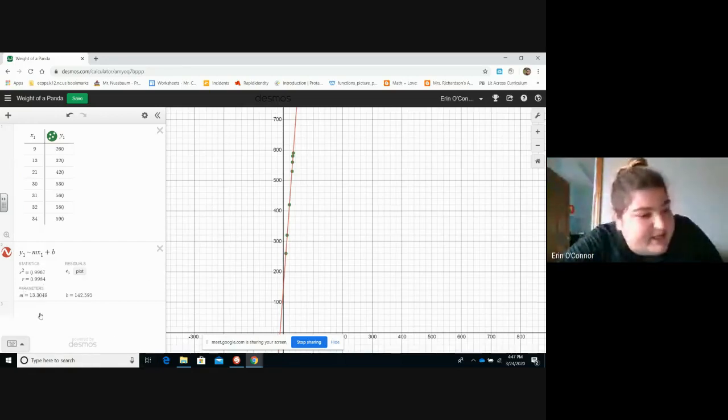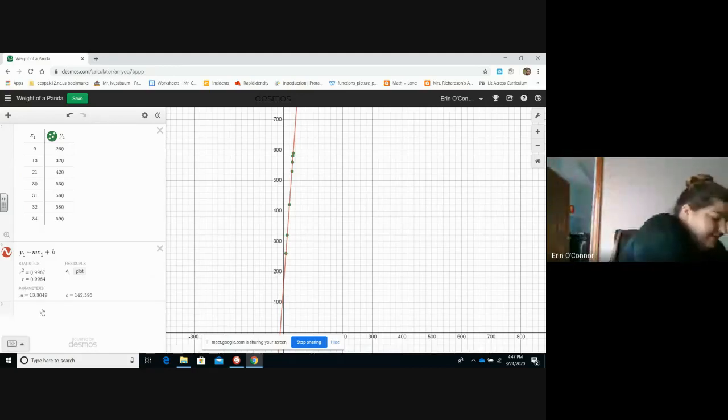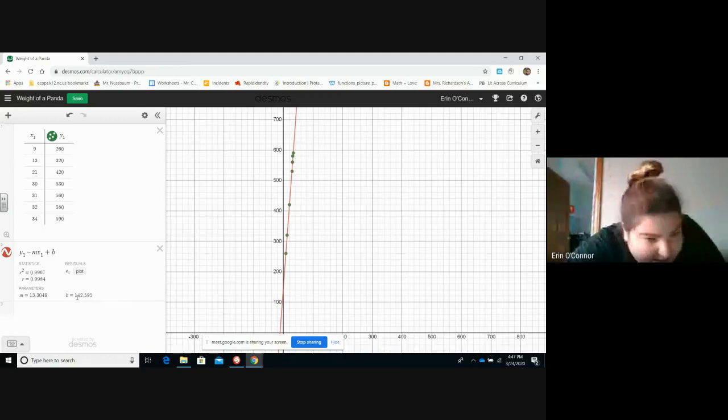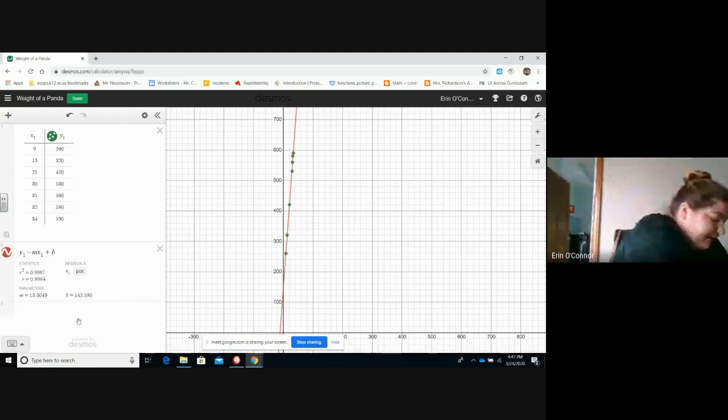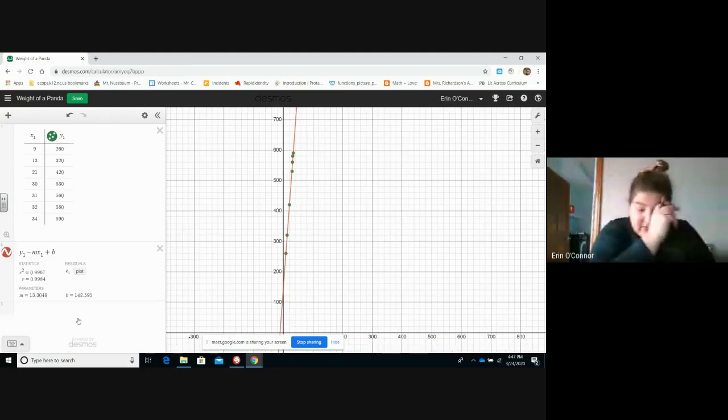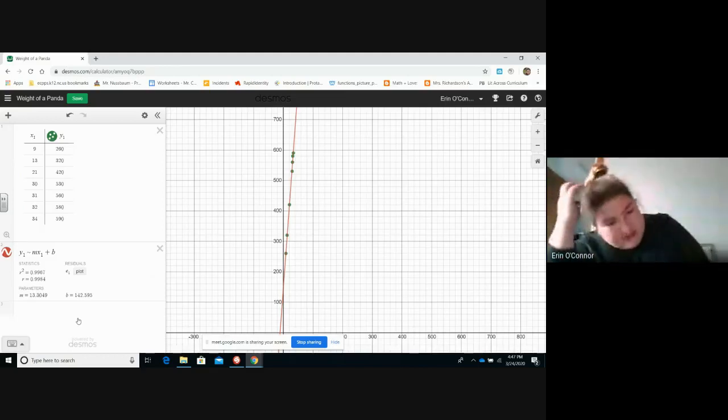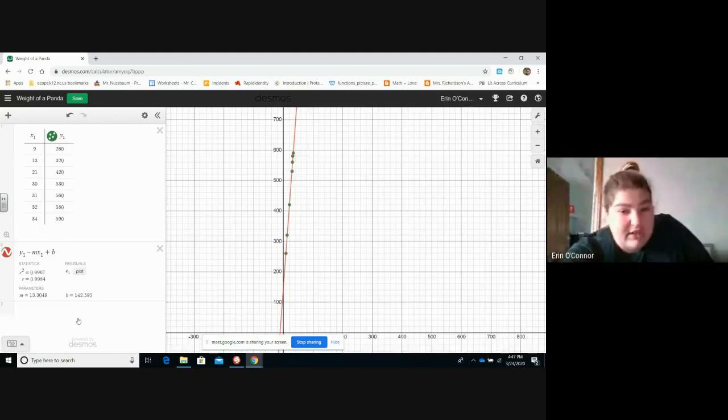Remember, we're rounding to the nearest whole number. So our slope would be 13. And our y-intercept nearest whole number is 143. That 5 after the decimal tells me it's 143. Let's also look at our correlation coefficient. For this one, it's 0.9984. That is so close to 1. And as you look at these points on Desmos, they're so close to the line. They're touching the line. So this is extremely strong positive correlation.